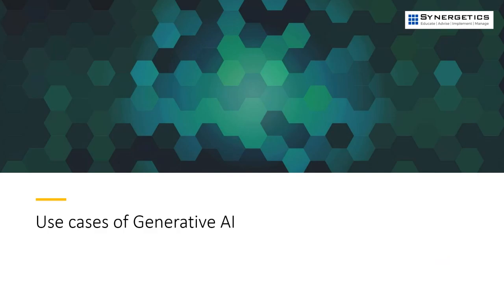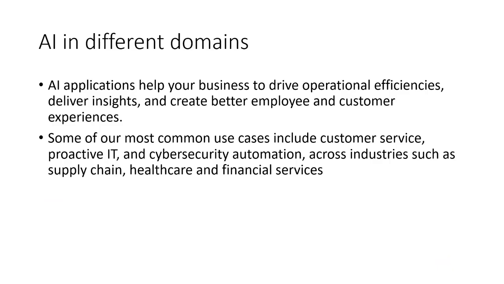Some of the use cases of generative AI, we can see that AI is helping different domains or different industries, as we have seen previously in engineering, automobile, aerospace, healthcare, every field. Now we are using artificial intelligence for different scenarios. Some of the use cases are customer service, proactive IT, cybersecurity automation across multiple industries, whether it is the supply chain industry or healthcare or financial application services. We use generative AI in different use cases.